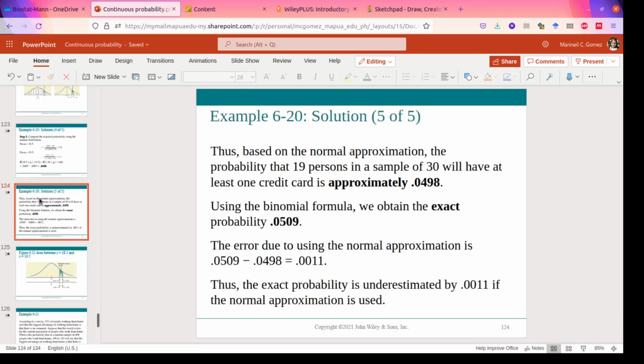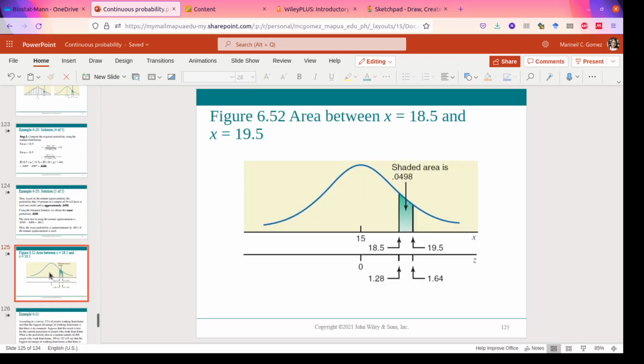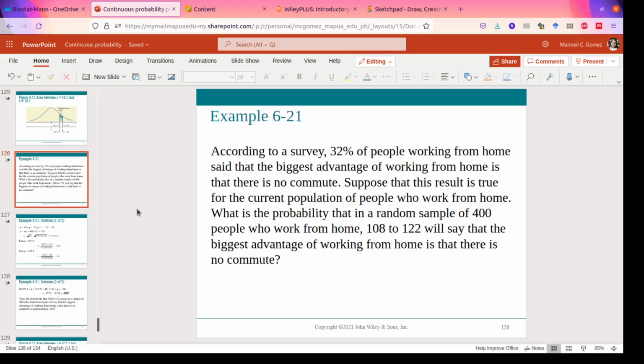So let's look at another example. According to a survey, 32% of people working from home said that the biggest advantage of working from home is that there is no commute. Suppose that this result is true for the current population of people who work from home. What's the probability that in a random sample of 400 people who work from home, 108 to 122 will say that the biggest advantage of working from home is that there is no commute?